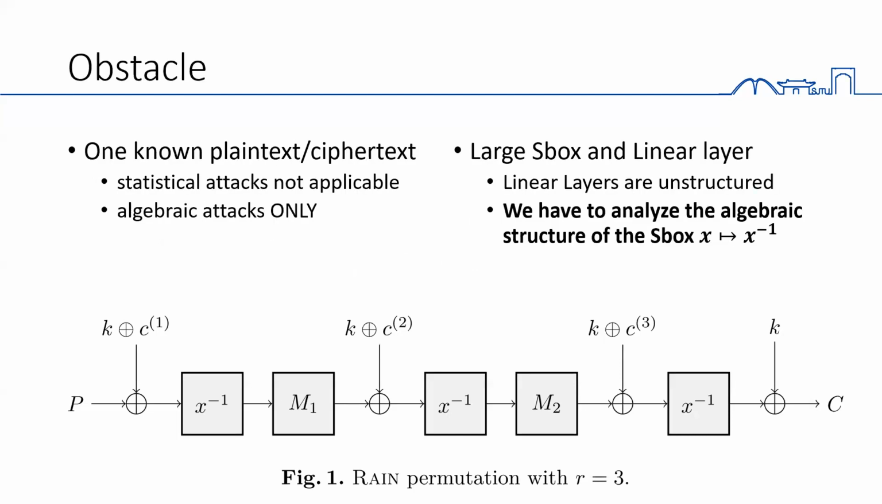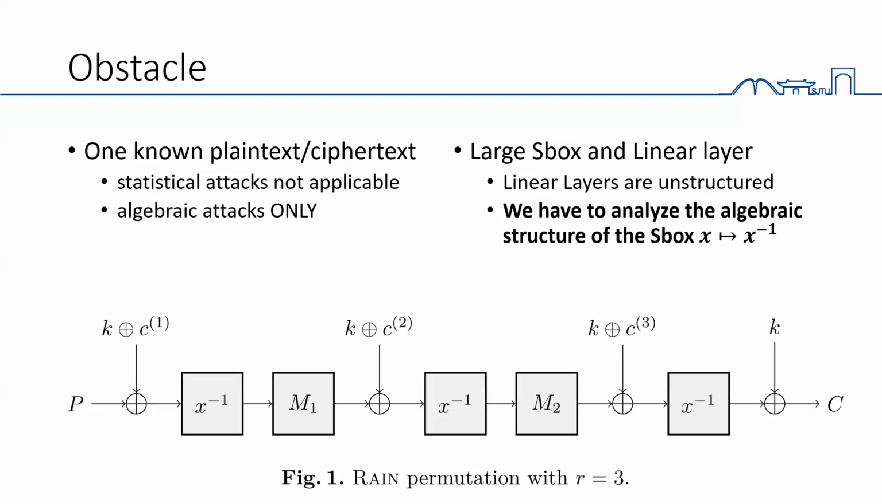So we encounter some difficulty at first. First, we have only one known plaintext and ciphertext pair. The signing process for the MPC in the head paradigm does not output new pairs. It is just a zero-knowledge proof. Zero-knowledge proof ideally does not leak any information about the secret. So statistical attacks are not directly applicable, including differential attacks. So it seems that we can only perform algebraic attacks.